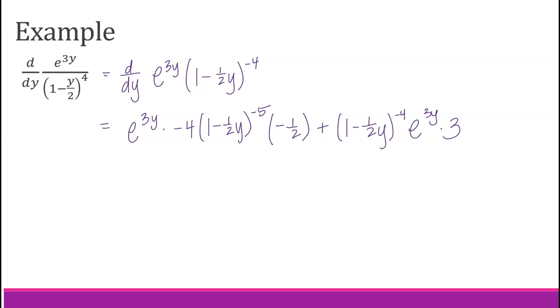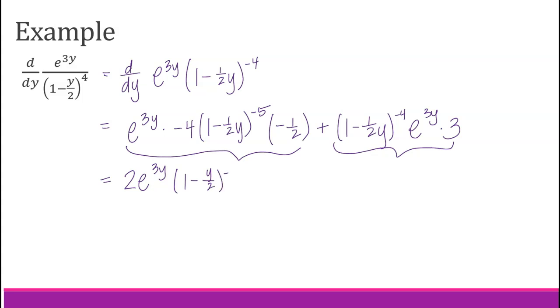And then we simplify. So we want to see these 2 terms here. Let's simplify each term first. Let's see, this negative 4 and negative 1/2, that's 2. 2e to the 3y times the quantity 1 minus, take it back to y over 2, to the negative 5th, and then plus 3e to the 3y times the quantity 1 minus y over 2 to the negative 4.